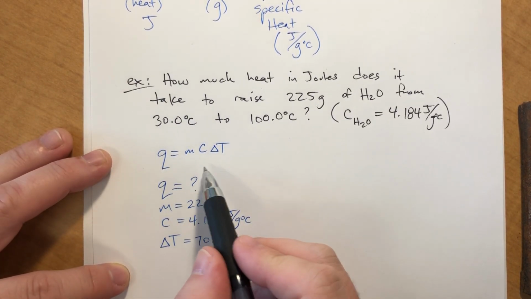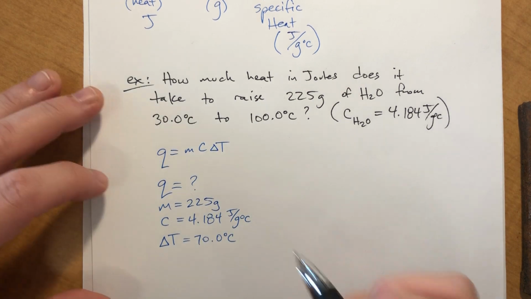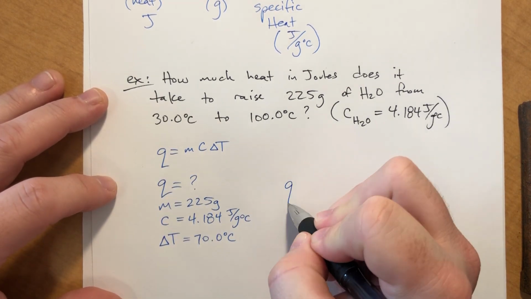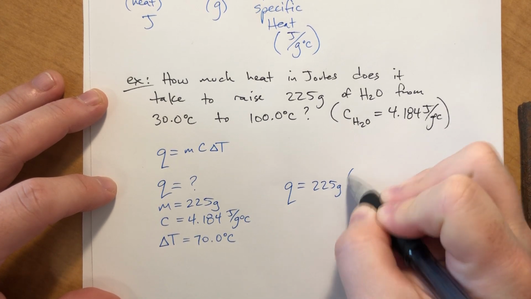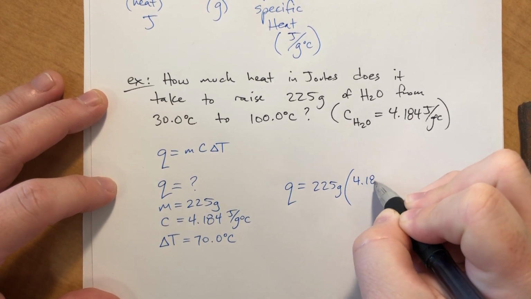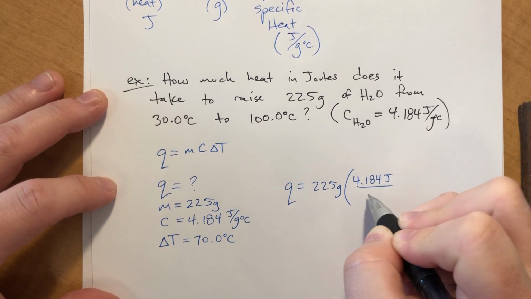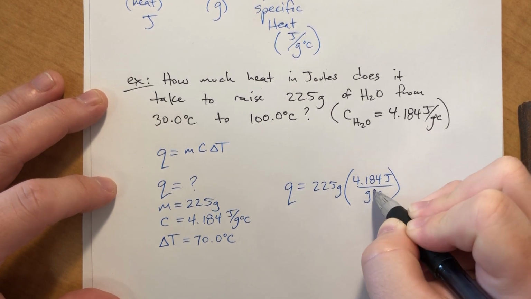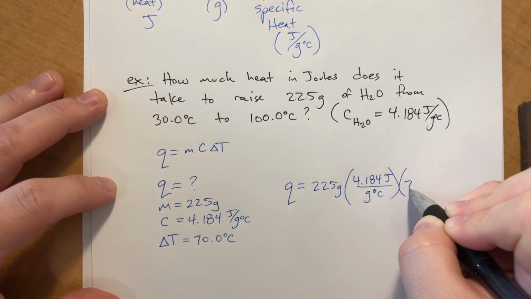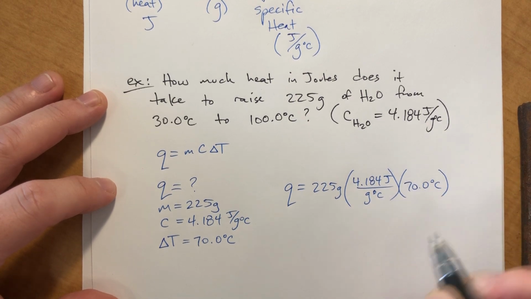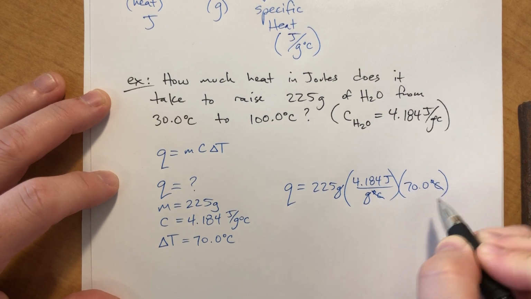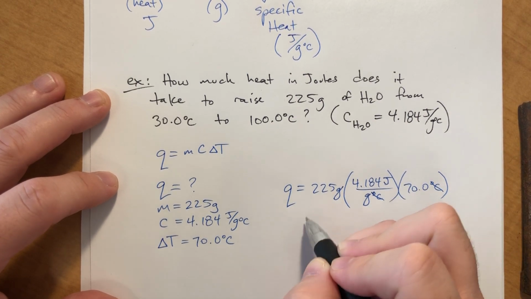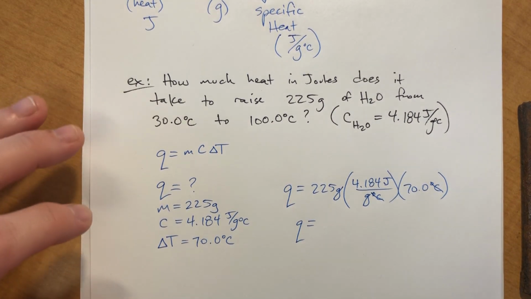So in this particular case, we don't have to rearrange the equation. It's already solved for Q. So we just plug all the numbers in: 225 grams times 4.184 joules per gram degree Celsius times 70.0 degrees Celsius. Your grams are going to cancel out, your degrees Celsius are going to cancel out, and you'll be left with joules, which is super useful because we're solving for an energy value.